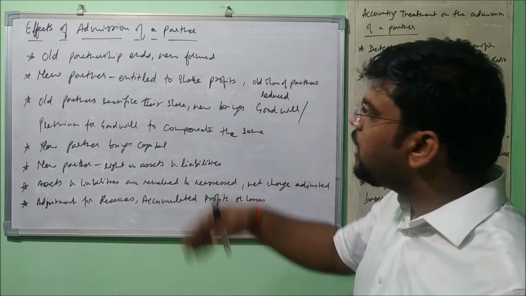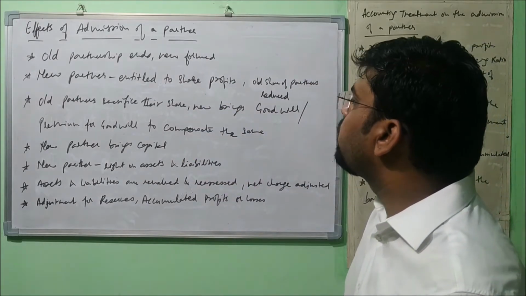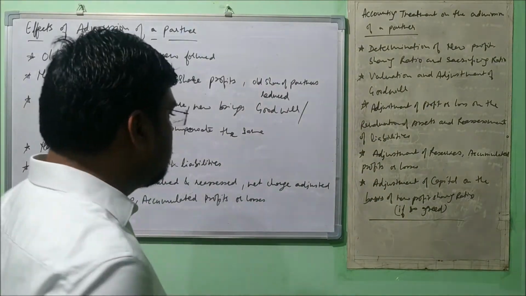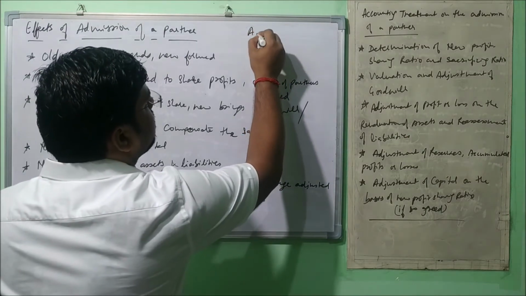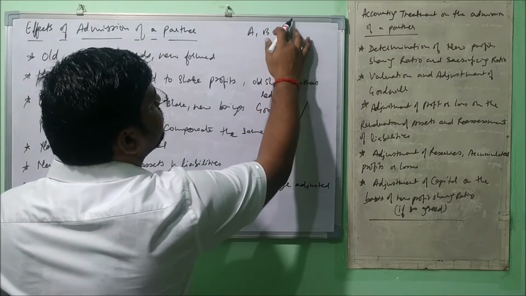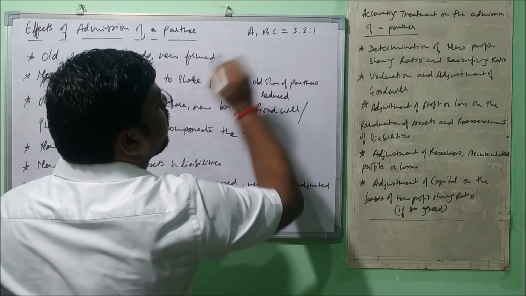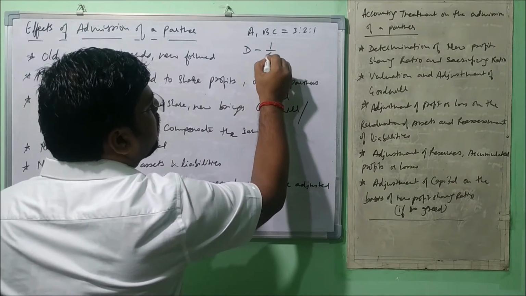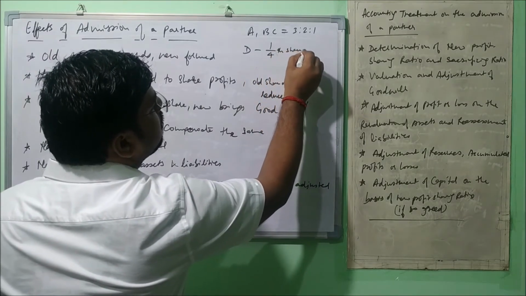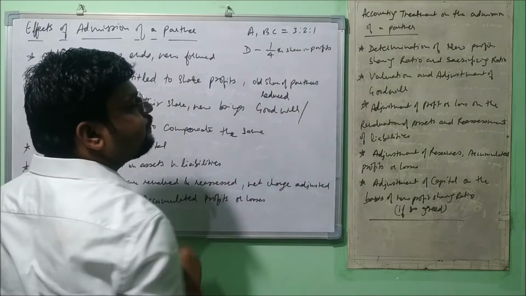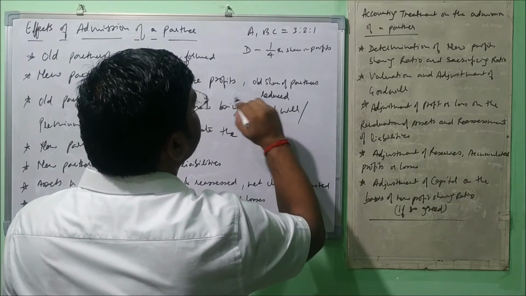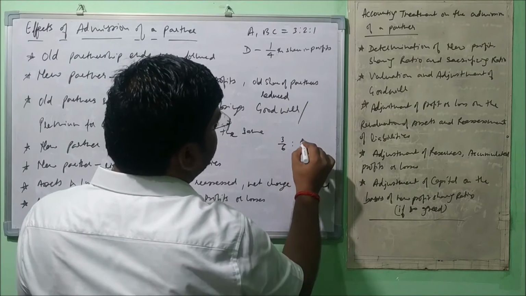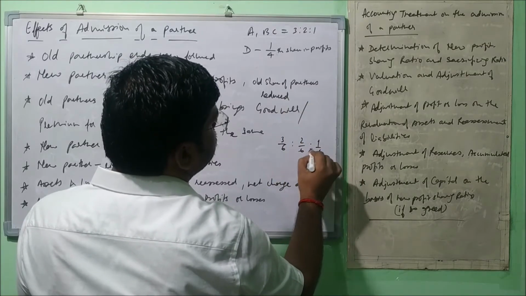Understood? Okay. Next, new partner entitled to share profits and old share of partners reduced. See, I'll just give you one example. Say for example, there are three partners A, B, C, and they are sharing their profits in the ratio 3:2:1. Now D comes, and D says that I will take 1/4 share in profit. So earlier, how much was A getting? 3/6. B was getting 2/6 and C was getting 1/6.